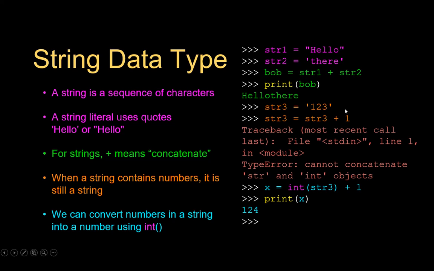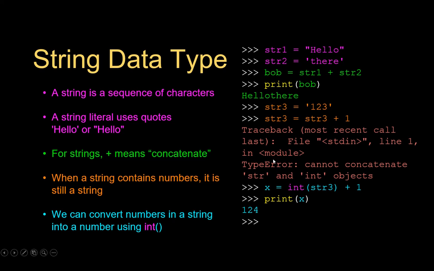Next example is almost the same. We assign 1, 2, 3 in single quotation to string 3, and we try to add 1 to that string and place it back to string 3. In this case we will get a traceback. The reason is we are trying to add a string to an integer, which is not acceptable in Python.